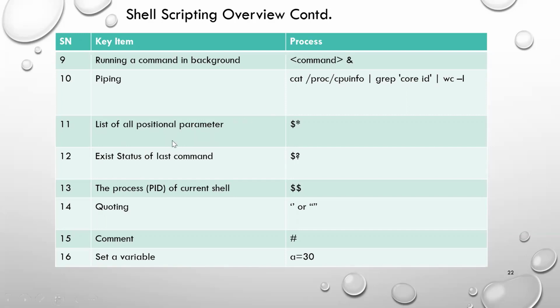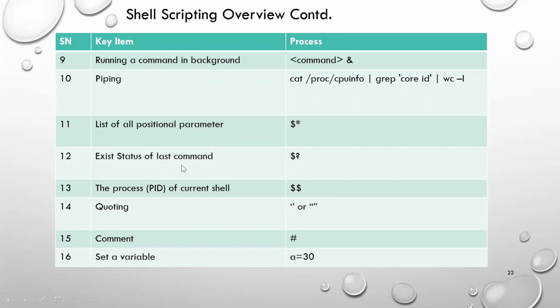All the positional arguments that you have provided to a shell script can be accessed using dollar and star at a time. So let's say I have given positional parameters 1, 2, 3 to a shell script, we can get all the 1 to 3 arguments, and also the shell script name using this one.